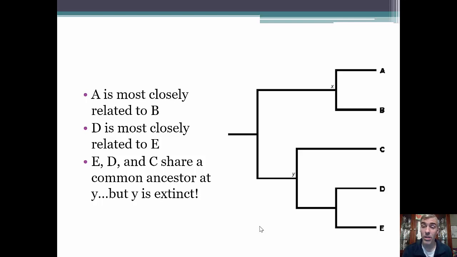So A and B are really closely related, D and E are really closely related. As you can see here, they share a common ancestor, A and B, at X. C, D, and E all share a common ancestor at Y. But one thing you want to understand about that common ancestor of all those species, it doesn't exist anymore. It deviated, as you can see, into C and then a separate population, and then that separate population deviated into D and E. That Y species, that common ancestor, doesn't exist anymore. C, D, and E don't look anything like their common ancestor in the past.